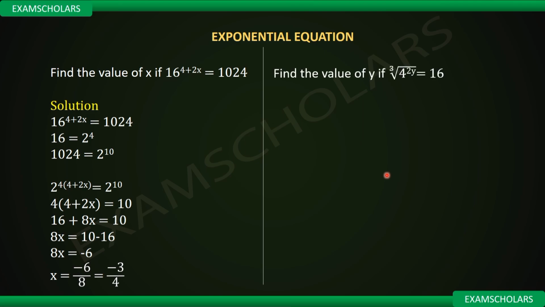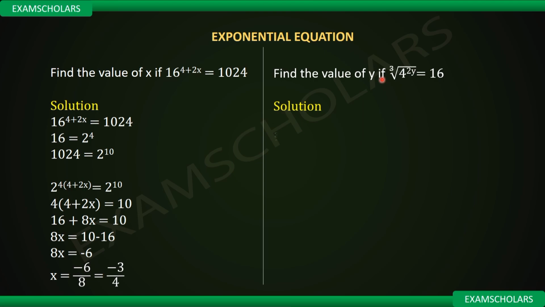Now let's solve this question, which is if the cube root of 4 raised to power 2y is equals to 16. Find the value of y. How can we find the value of y here? It's very simple. Look at this. You have 4 here. You have 16 here. Cube root means what? Raised to power 1 over 3. Apply the law of indices.